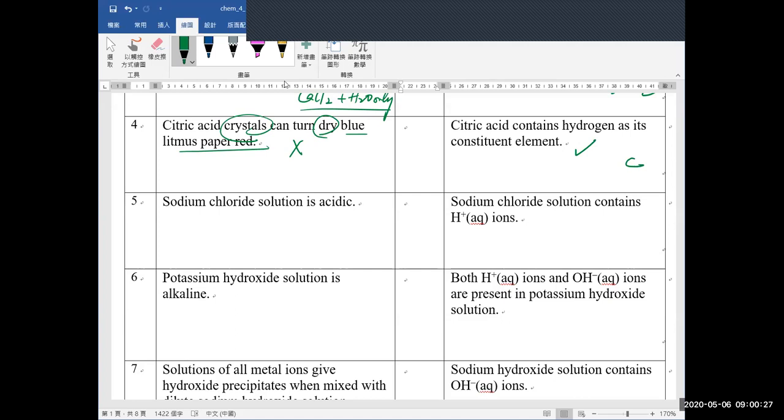Question 5. Question 6. Sodium chloride solution is acidic. Sodium chloride solution contains hydrogen ion. C or D? Tell me your understanding. C or D.